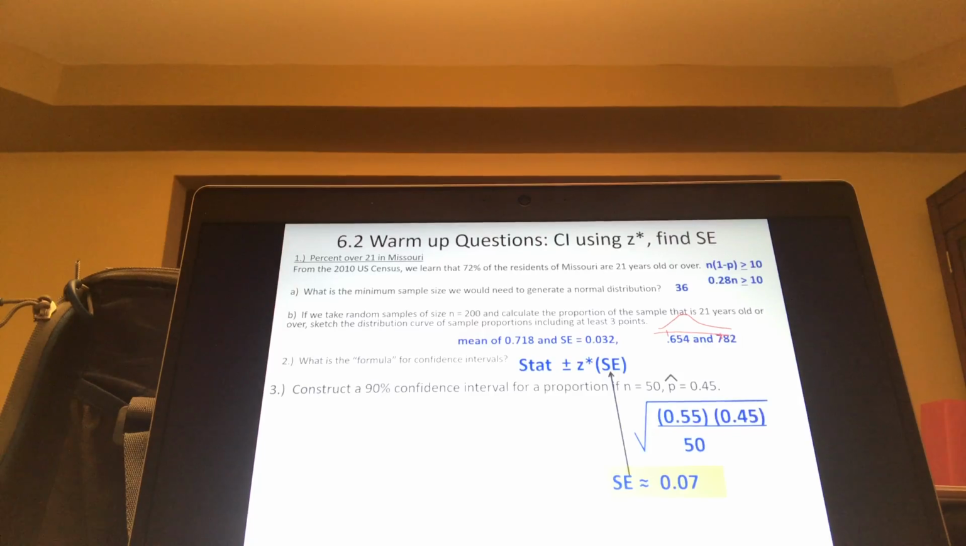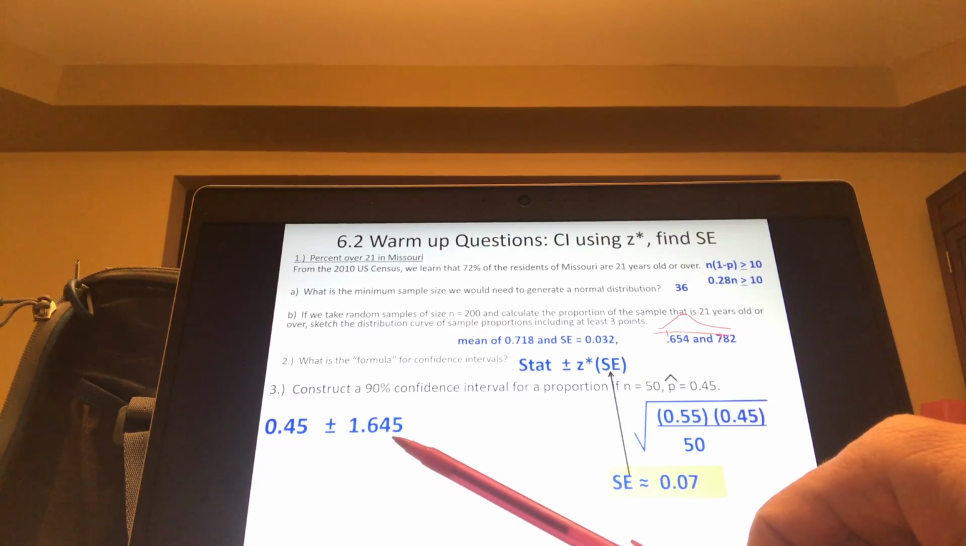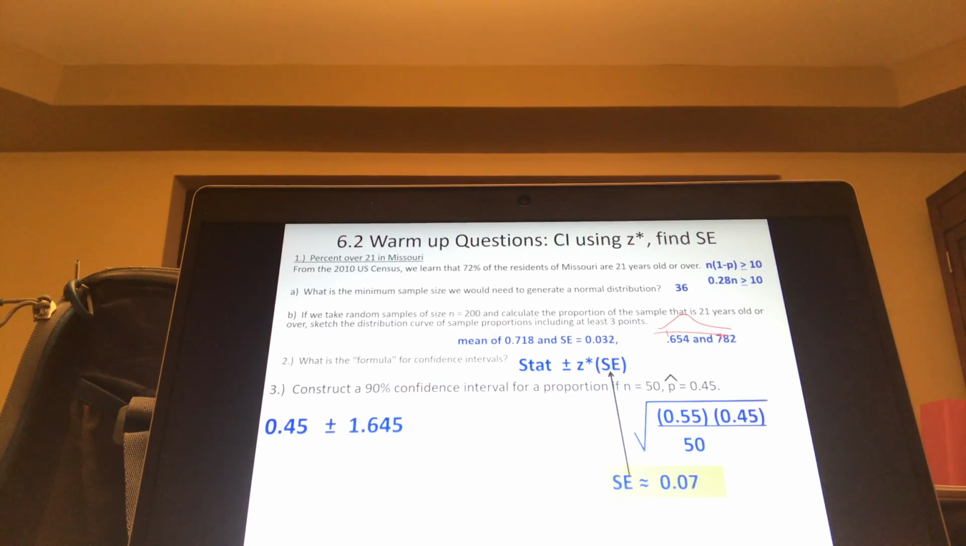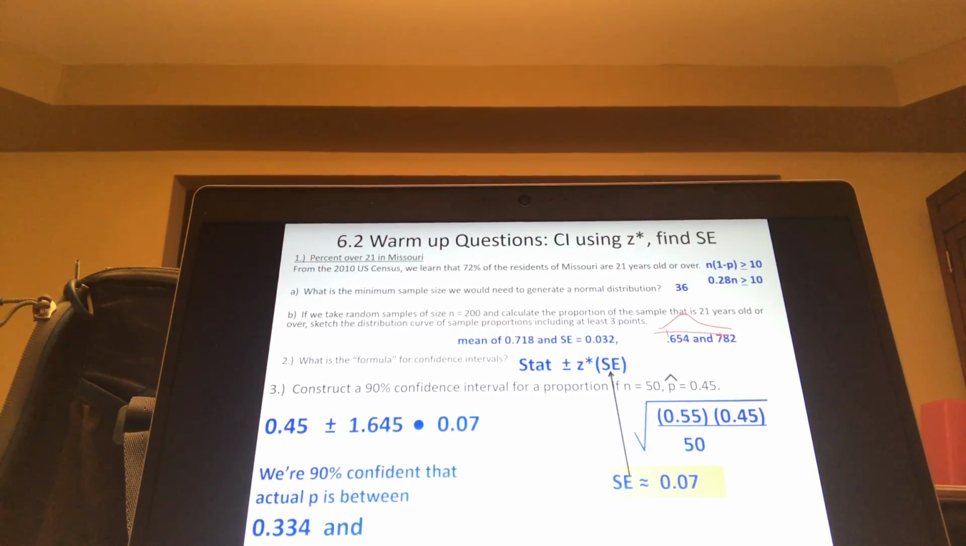Your z-star value, again, comes from your table. And your sample statistic was the one that was given. If you look that up in the table, and you could get this from StatKey, but hopefully you don't have to use that anymore, the small table we had in Unit 5 gives you 1.645 for a 90% confidence interval. Multiply those two, a little order of operations, which we love from Math 1, multiply, and then add or subtract, just like you did way back in the beginning of the year. And we are 90% confident that p, the population value, is between 0.334 and 0.566. Hopefully that made sense.